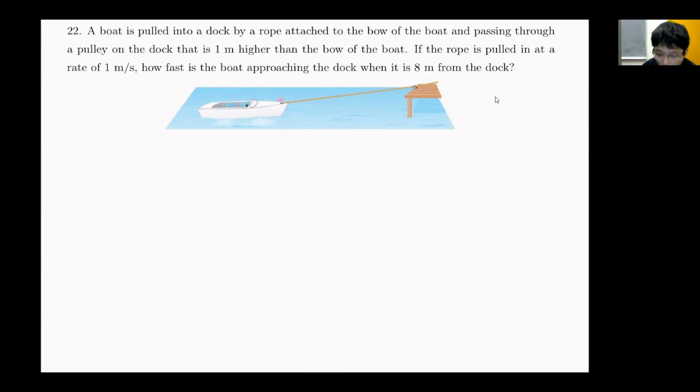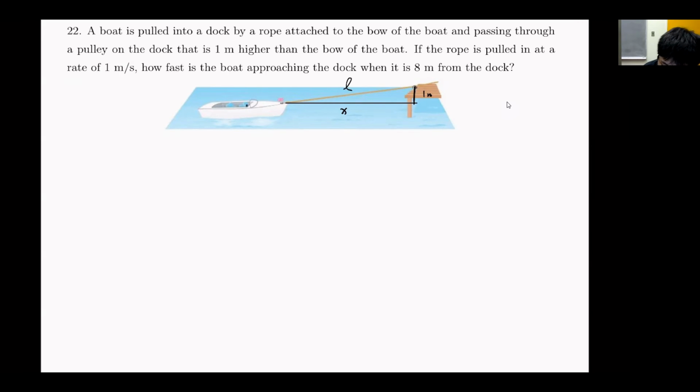Okay, so to solve this problem, let's draw the picture in this way. We know that the height of the bow is 1 meter less than the height of the pulley. So this is the 1 meter. And this boat is moving along the horizontal line while the rope is actually moving along this direction. So let's set x to be the distance between the boat and the dock, and let L be the length of the rope between the boat and the pulley.